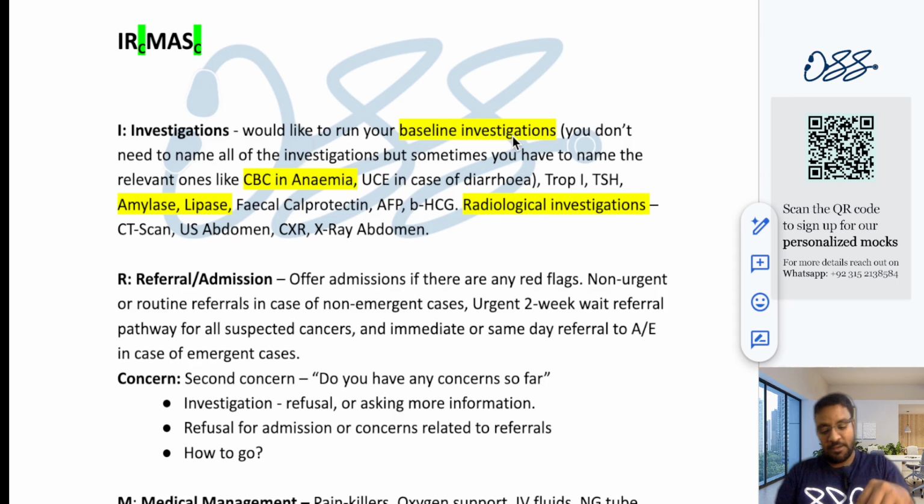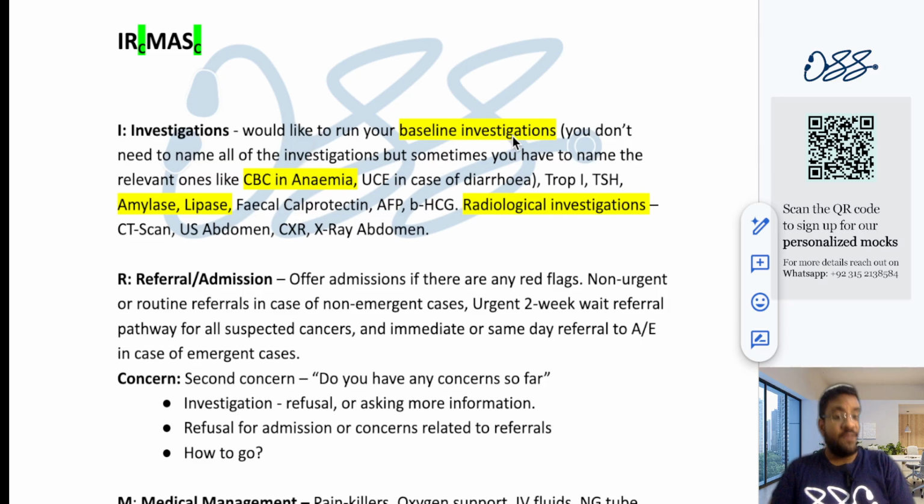Because some candidates, while sitting in a GP surgery, say, okay, I'm going to get these investigations done right now. In the GP surgery you cannot get these investigations done right now. You would have to send the patient to the A&E or the nearest hospital or testing facility. And yes, if you are in the A&E, even if it's a non-emergent case, you can get these samples and radiological investigations done there only.